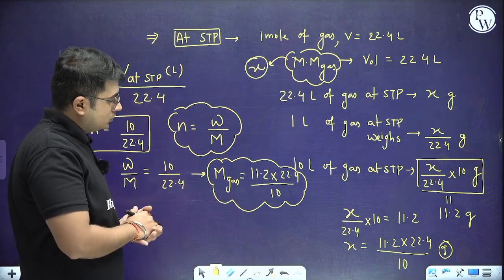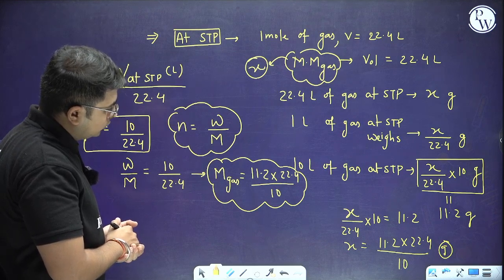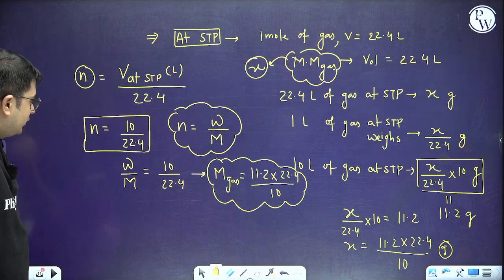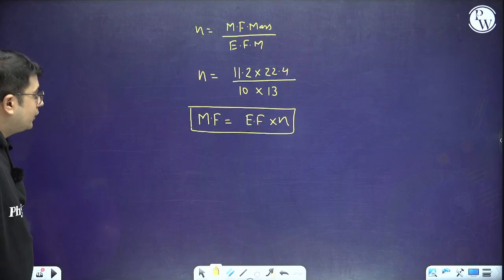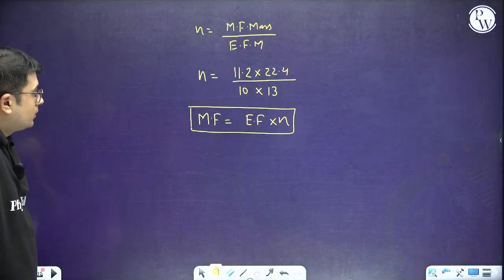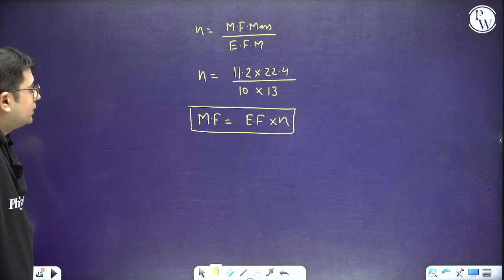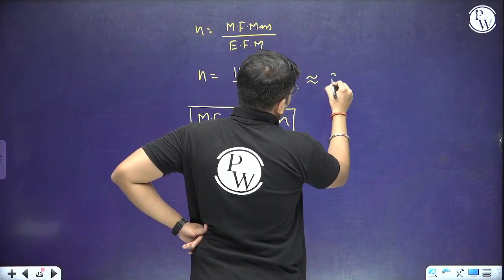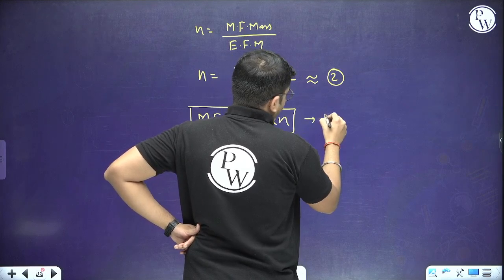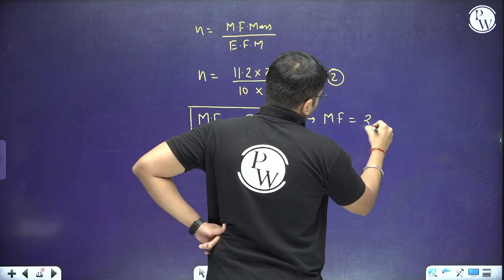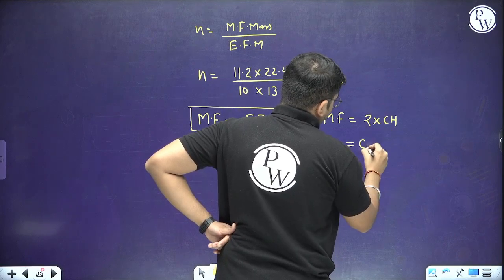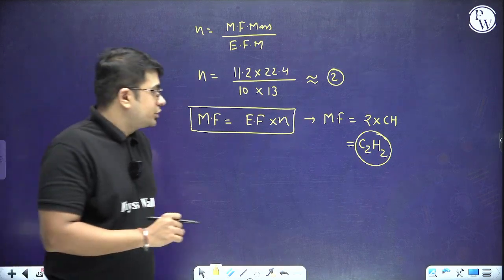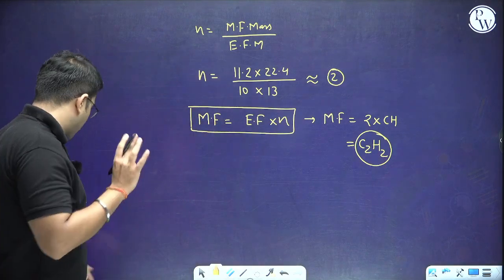Okay, so this is 11.2 multiplied by 22.4. I guess that will be approximately equal to 2. That value of n comes out as 2. So we will get the molecular formula as 2 multiplied by CH, that will be C2H2. Okay, just cross verify the entire calculation and let me know the final answer. Okay, I hope this part is clear.